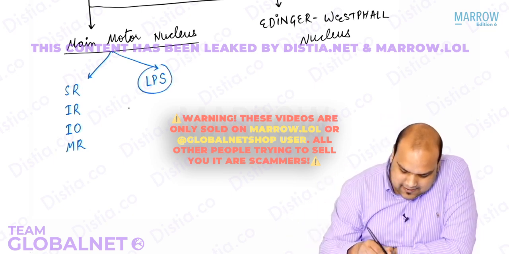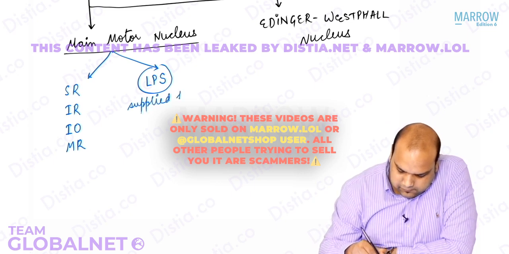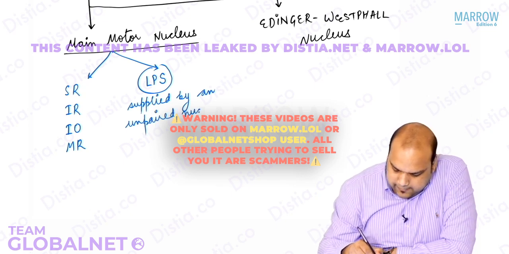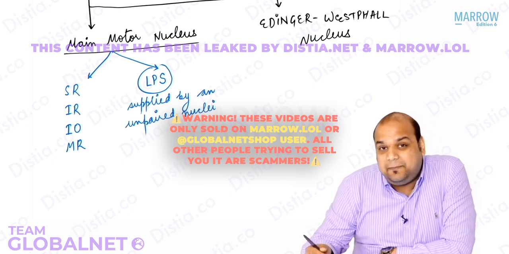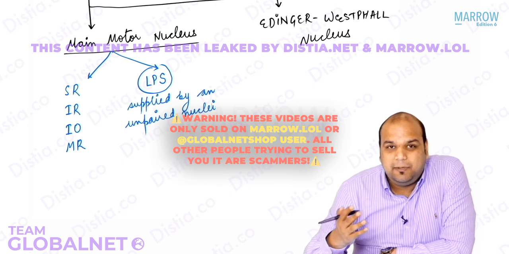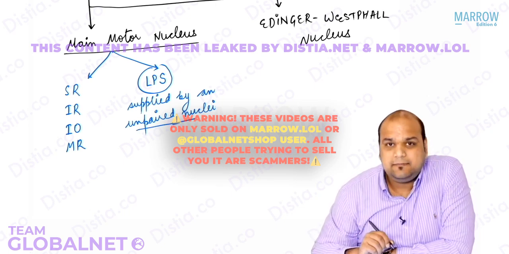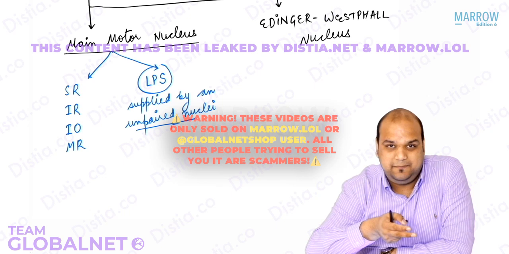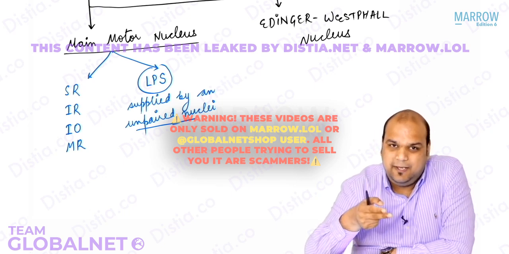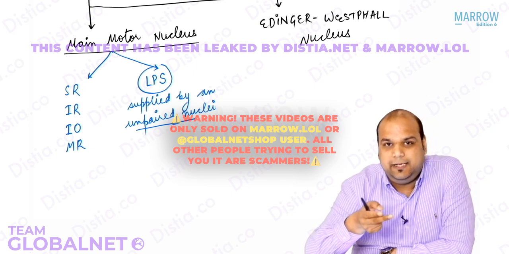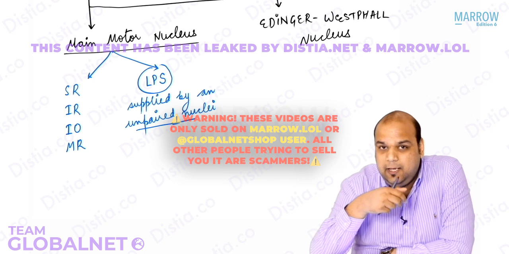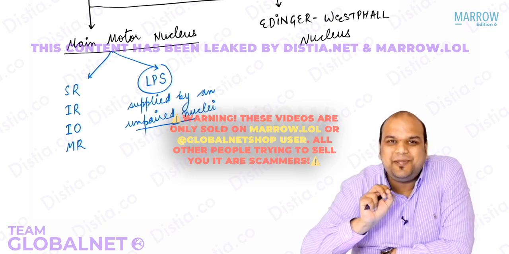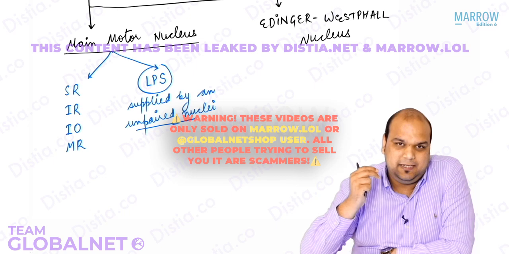Because LPS is supplied by an unpaired nuclei. It's a lot of English, double meanings, that's all. Unpaired nuclei means that there is only a single subnuclei for both the LPS. Are you getting what I'm saying? If I say paired nuclei, pair means 2 things. So for superior rectus, there is a paired nuclei. Right nuclei, left nuclei. For inferior rectus, right nuclei, left nuclei. But for LPS, both the LPS are supplied by a single subnuclei. So it has an unpaired subnuclei. Are you getting my point here, everybody?